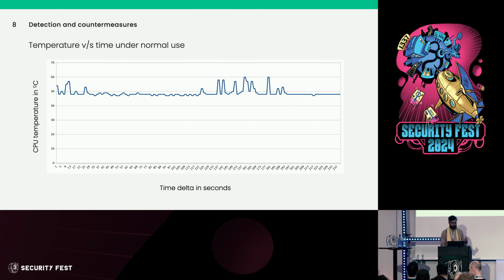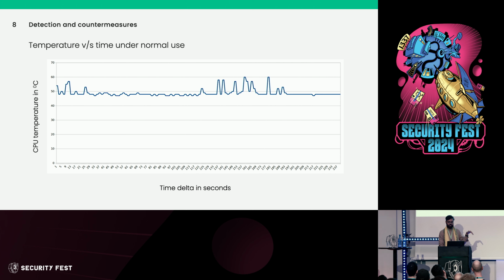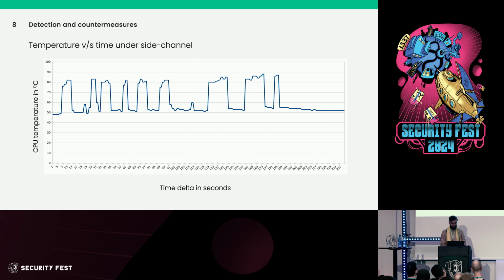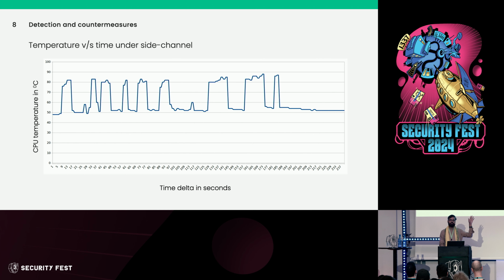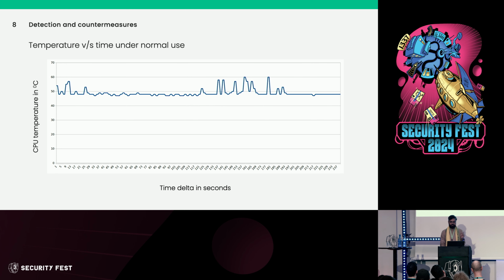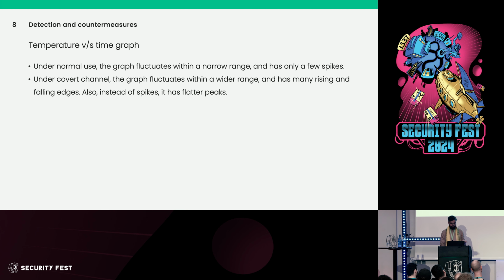Now, if you want to see detection for this very specific side channel, generally temperature fluctuation with time looks something like this. There will be variations, but it will not be all over the place. But if the side channel stuff is going on, instead of seeing roughly steady state of temperature, you start seeing wild fluctuations. And those are not spikes like this one. These are rather large and wide fluctuations.